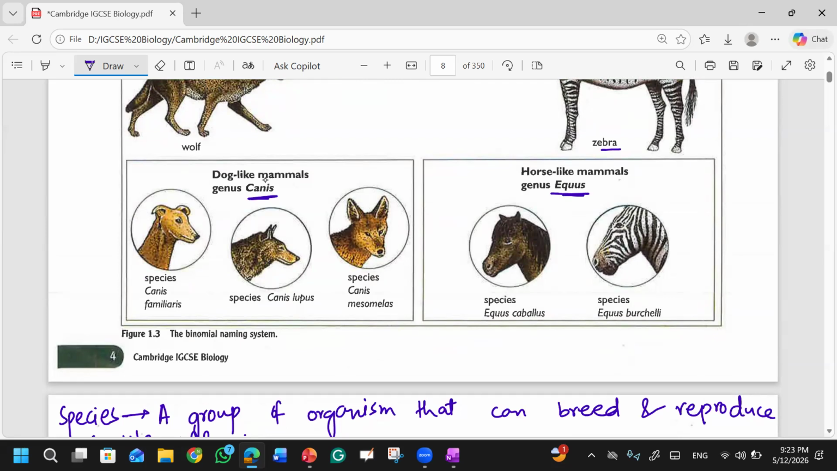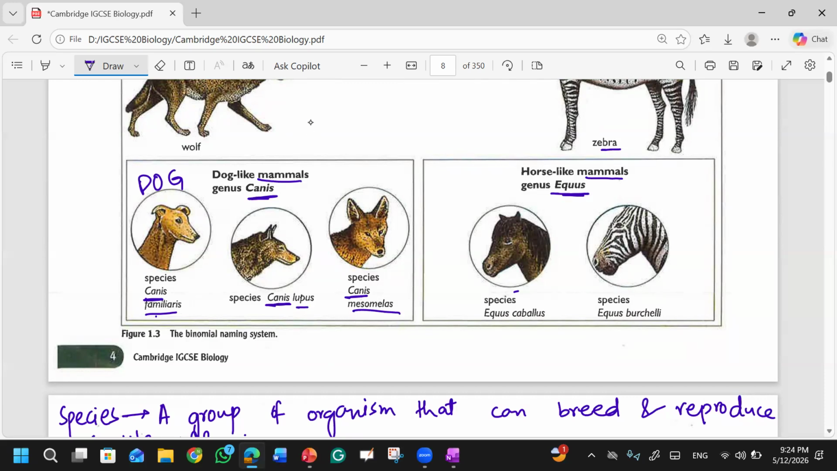Even though both are mammals, their genus is different. The genus of these is Equus, and the genus of these is Canis. And always remember this thing, whenever we write the scientific name, the genus will come at the start of the name. Canis familiaris is the scientific name of the dog. Familiaris is its species. Then it is Canis lupus. It is Canis mesomelus. Are you getting this?